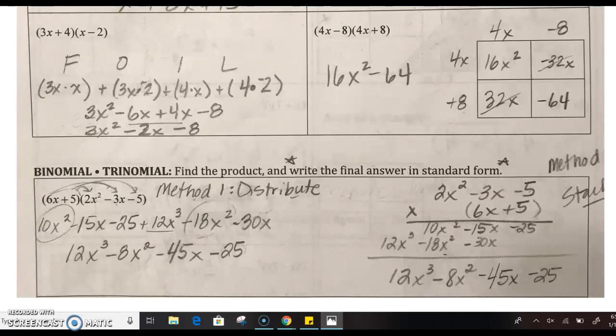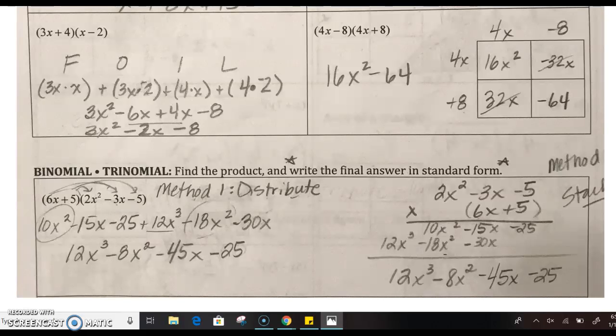So you're just stacking it, you're multiplying again. It's still distributing: the 5 gets distributed to the negative 5, then to the negative 3x, then to the 2x squared, and then the 6x gets distributed to all three terms. Notice as I write them down here, I'm lining up my like terms, and again, I can just combine those. The nice advantage of this is that it automatically lines up your terms in descending order so that it's already in standard form when you finish. Okay, so take a minute to finish that up, and we're going to look at one more method.